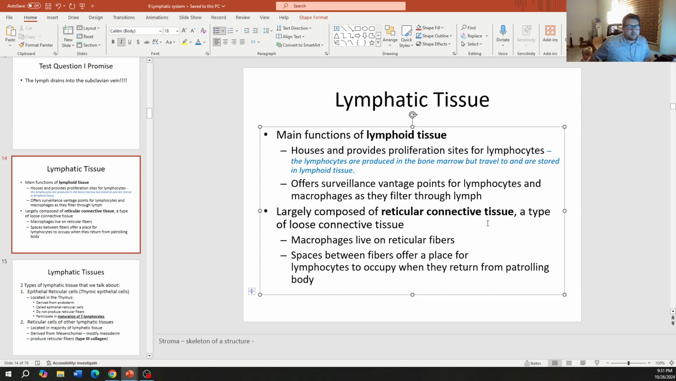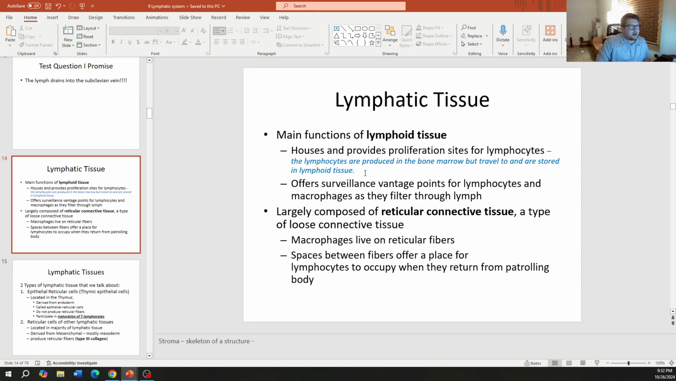Okay? And remember that the lymphocytes are actually produced in the bone marrow through hematopoiesis, but then they travel and are stored in the lymphoid tissue. Some of them mature in the lymphoid tissue. Others are stored in a couple of different places. So we'll look at each of those as well in this presentation.